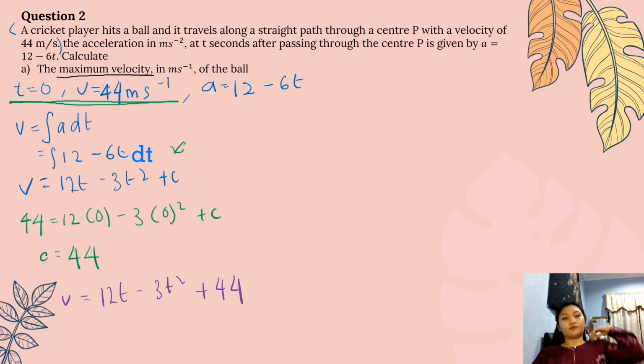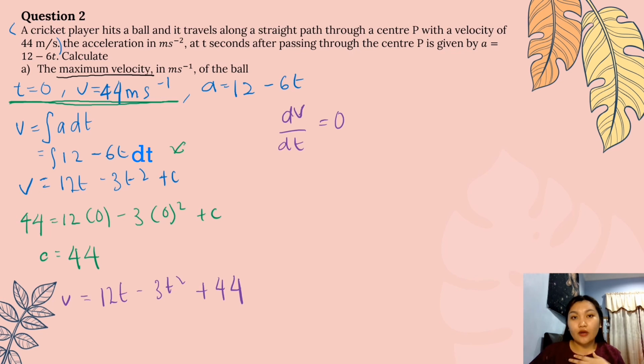So now, when it comes to maximum velocity, what do you understand by maximum velocity? The dv over dt is equal to 0. What is dv over dt? Recall from the mind map that I shared with you before. dv over dt is actually acceleration. So when dv over dt is equal to 0, acceleration is also equal to 0.